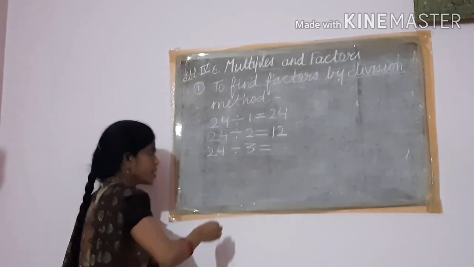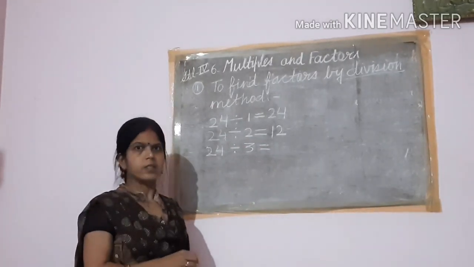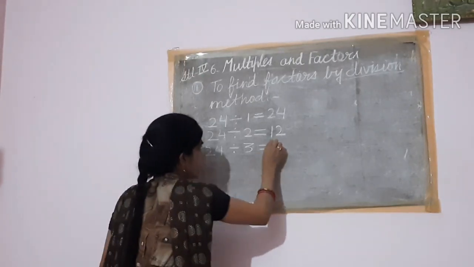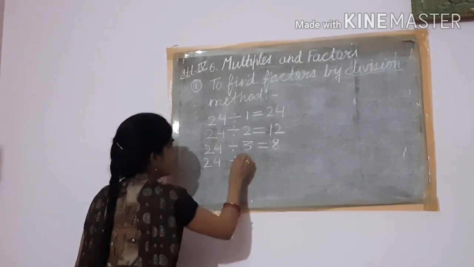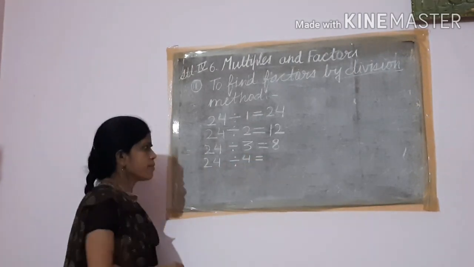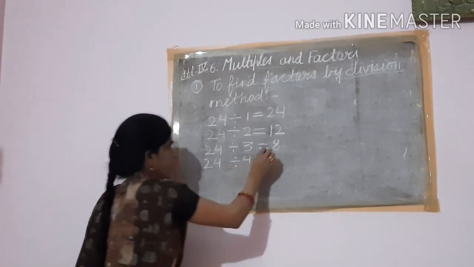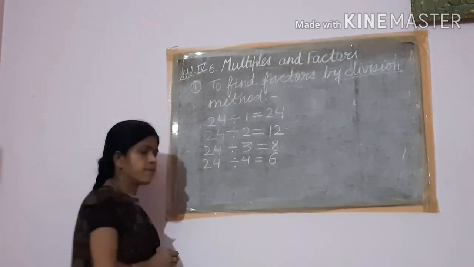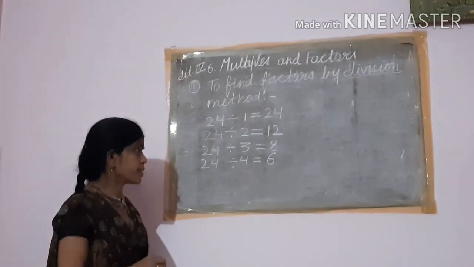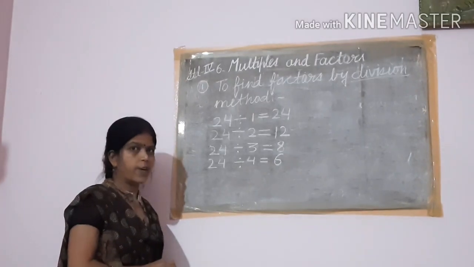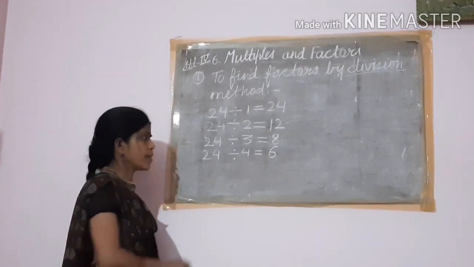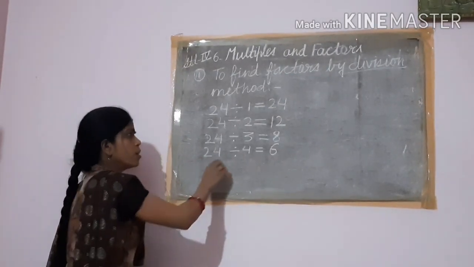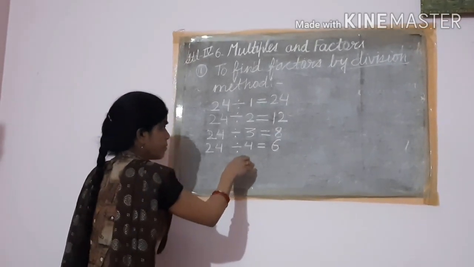Then again divide it by 3. What will come? In the 3 table 24 comes. Yes. 3 8s are 24. So here the quotient is 8. Now take the divisor 4. What will come? 4 6s are 24. Then 5. Is 24 coming in the 5 table? No. 5 5s are 25 or 5 4s are 20. 5 6s are 30. But 24 we are not getting. So 5 we will not write here.